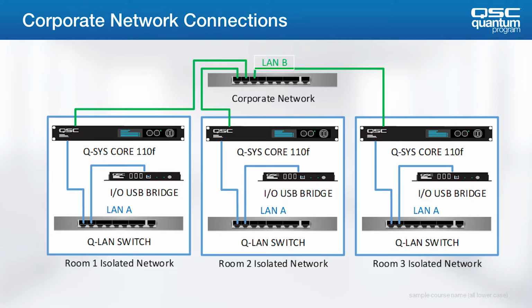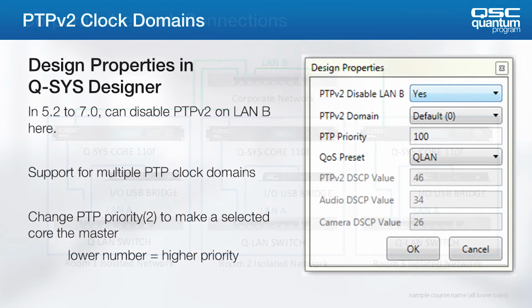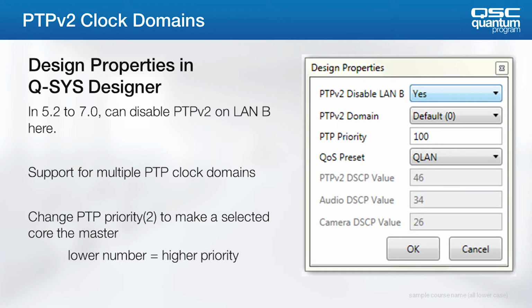each room. Provided these cores don't need to share QLAN audio between them in the form of core-to-core streams, the goal would then be to make each core the PTP grandmaster of their respective networks. There are two ways to make this so. The first of these options is to disable PTP v2 support on LAN B.